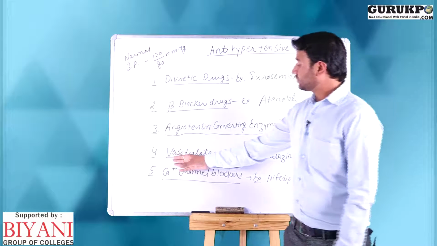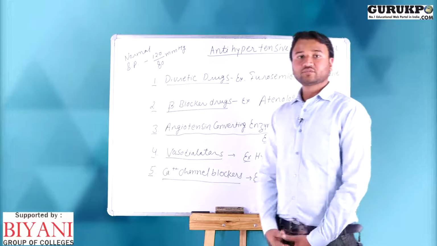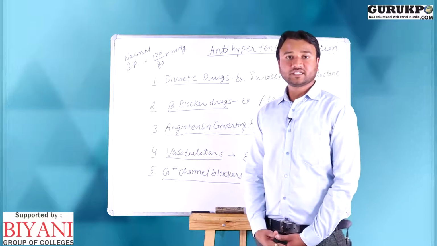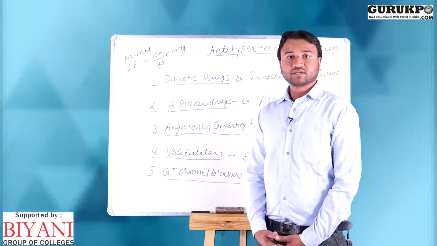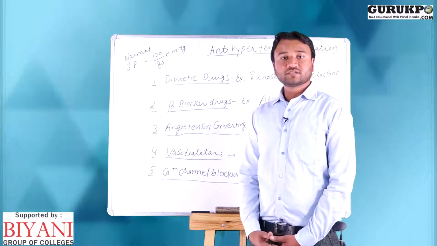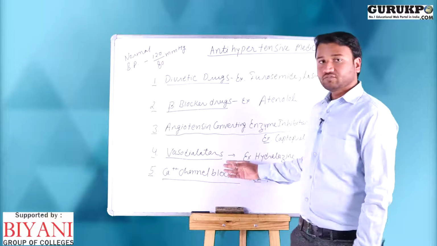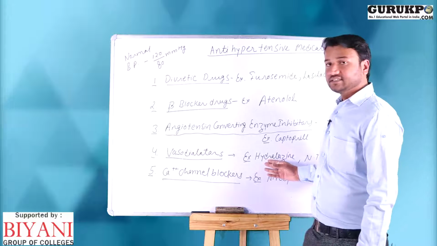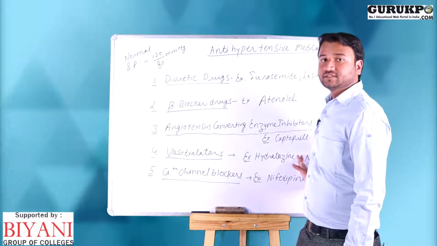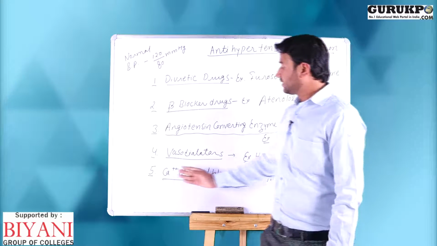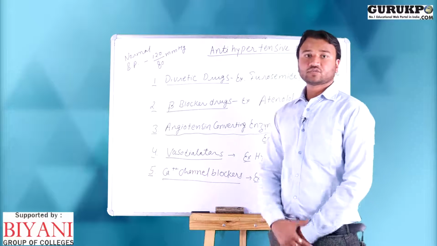Next one, fourth one is vasodilator drugs. When we provide the vasodilator drugs to the patient, these drugs dilate the blood vessels, and when the blood vessels dilate, they also reduce the BP. And the examples of the vasodilator drugs are hydralazine and NTG. NTG means nitroglycerin tablet.